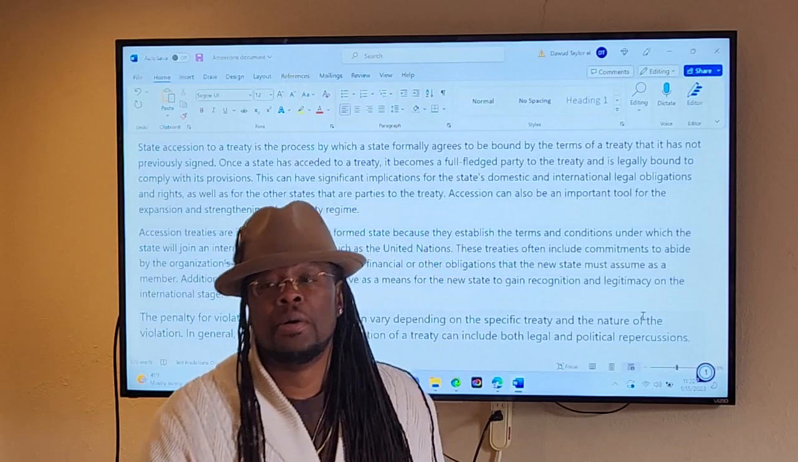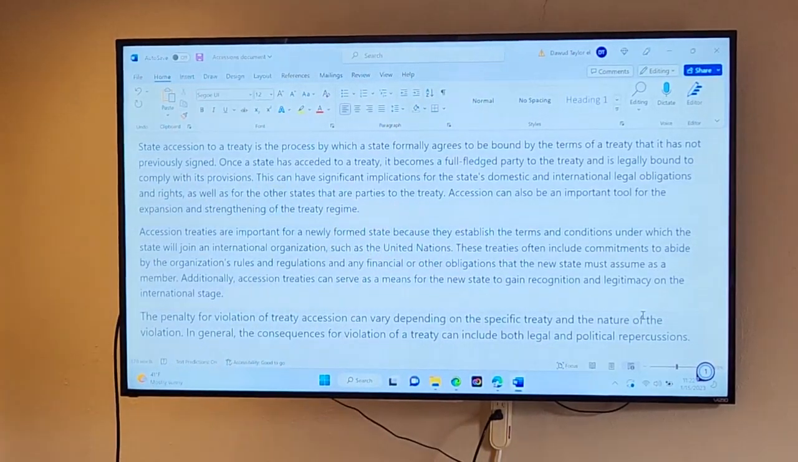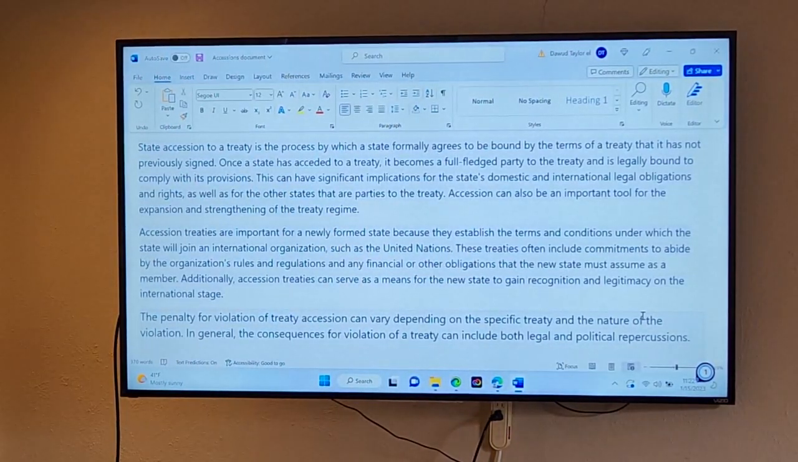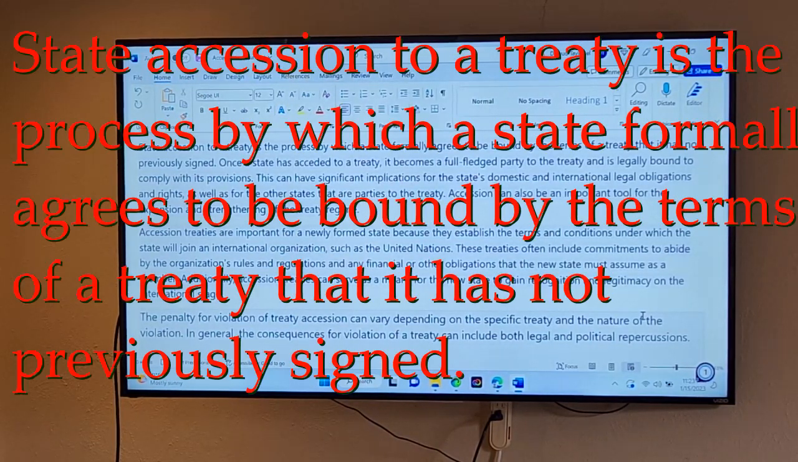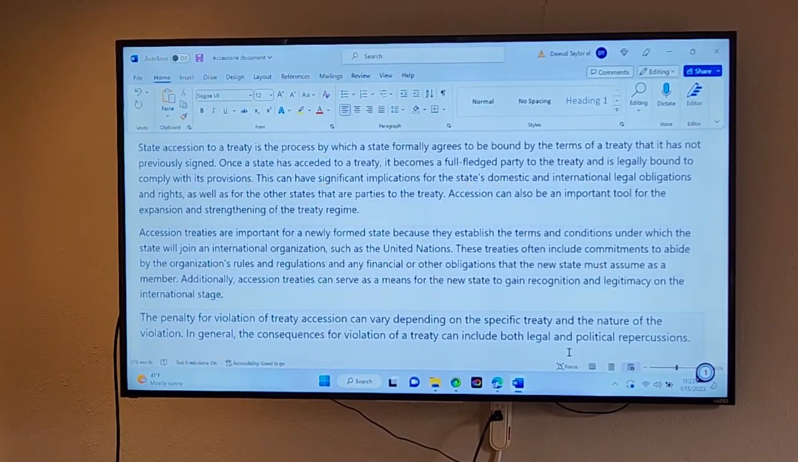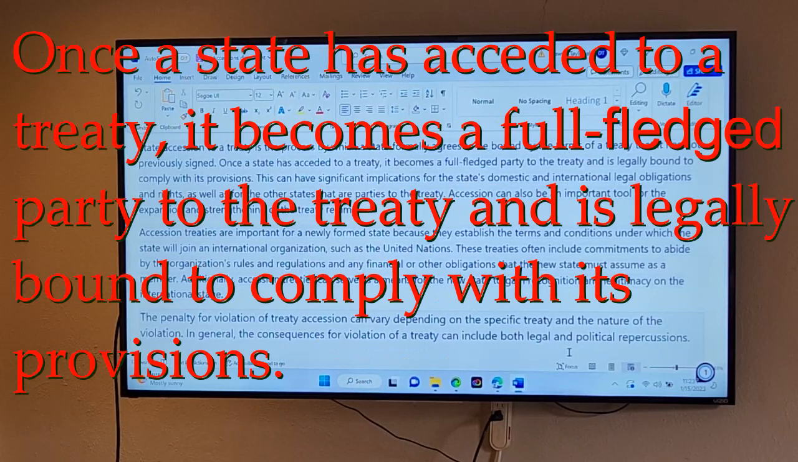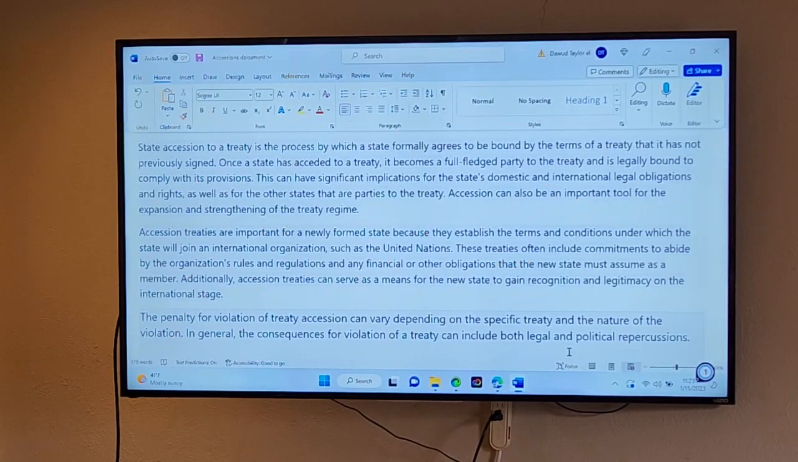So we're going to start from the top. State accessions to a treaty. State accession to a treaty is the process by which a state formally agrees to be bound by the terms of a treaty that it has not previously signed. Once a state has acceded to a treaty, it becomes a full-fledged party to the treaty and is legally bound to comply with its provisions.